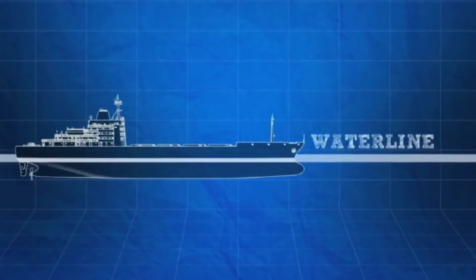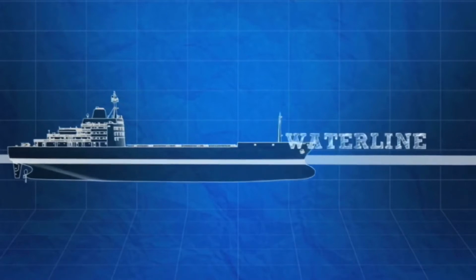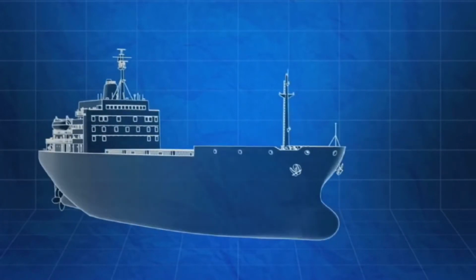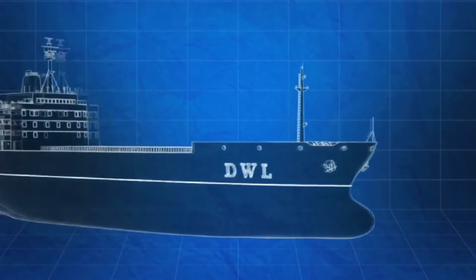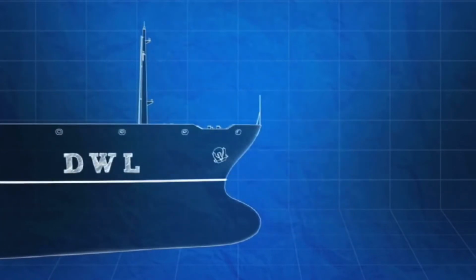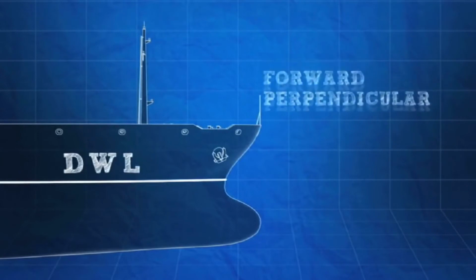The water line is the intersection of the surface of the water a ship is floating in with the sides of the ship's hull. When a ship is designed, the naval architect determines the design waterline, or DWL, that represents the waterline of a ship under full load or maximum draft conditions on an even keel.